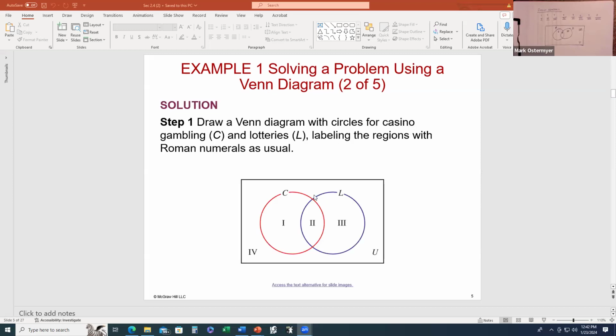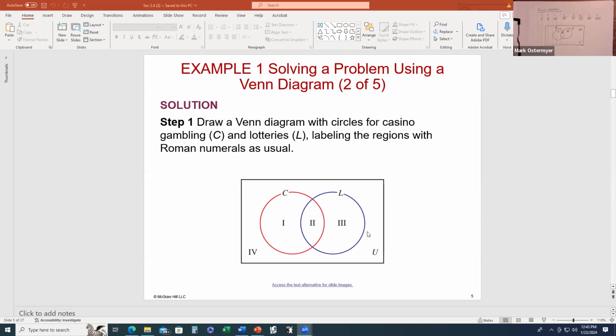All right, so here we go. We start to build our Venn diagram here, and then we label the regions, region 1, region 2, region 3, and region 4. That's the order in which your author labels these regions when you have a two-set Venn diagram. Okay, region 1 will be what? The set that consists of only states that have what? Casinos. Region 2 consists of all the states that have both casinos and lotteries. Region 3 consists of the set of states that only have lotteries. And region 4 consists of all states that have neither casinos or lotteries.